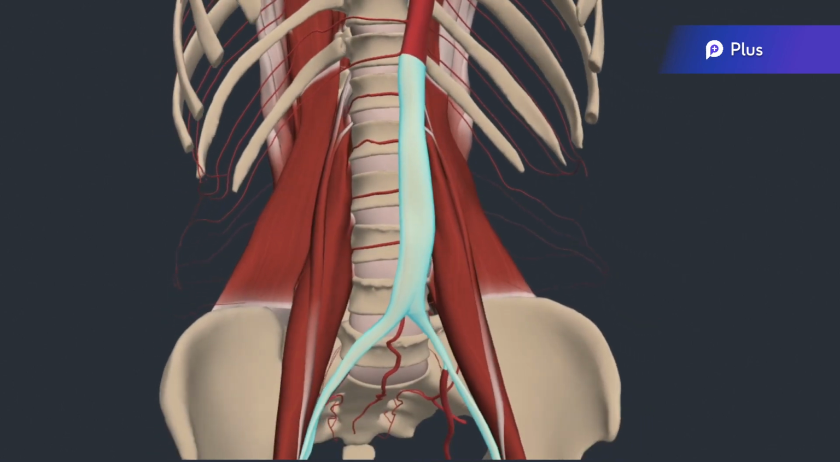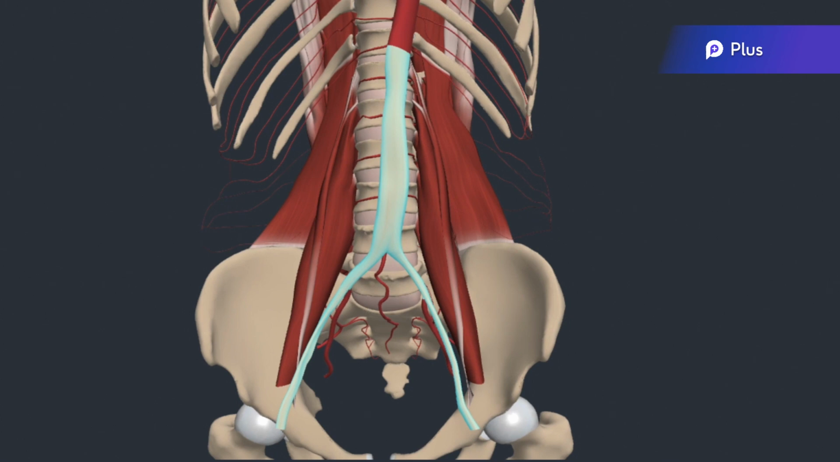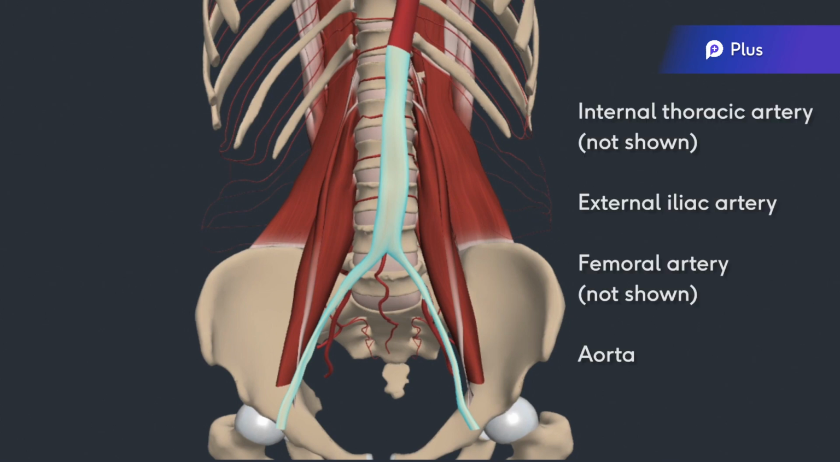The anterior abdominal wall is supplied by multiple branches coming from various origins, including the internal thoracic artery, the external iliac artery, the femoral artery, and the aorta.